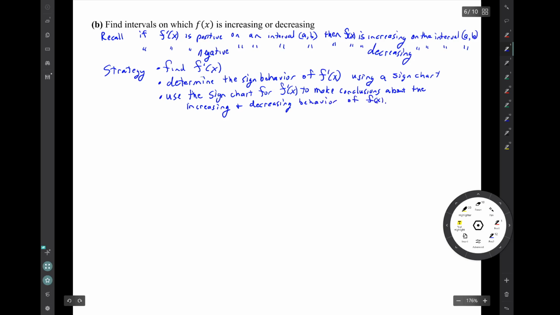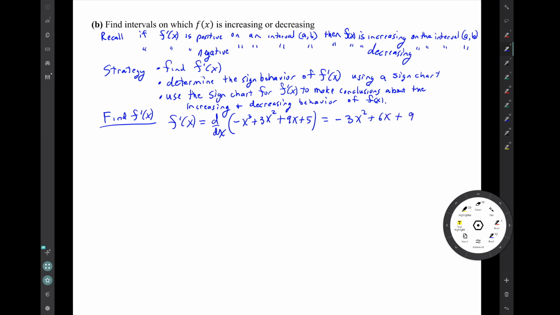So our strategy should be find f prime of x, determine the sign behavior of f prime of x using a sign chart, and then use the sign chart for f prime of x to make conclusions about the increasing, decreasing behavior of f of x. Okay, here we go. Let's get f prime of x. So our derivative is a standard one. It's minus 3x squared plus 6x plus 9.